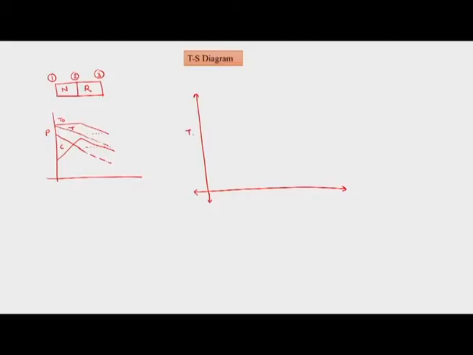So here we have T-S. First we are in stage 1. Stage 1 to 2 is the nozzle, and 2 to 3 is the rotor. So we have the nozzle here and the rotor here. At state 1 we have pressure P1, at state 2 we have pressure P2, at state 3 we have pressure P3, and this is T1, this is T2, and this is T3.